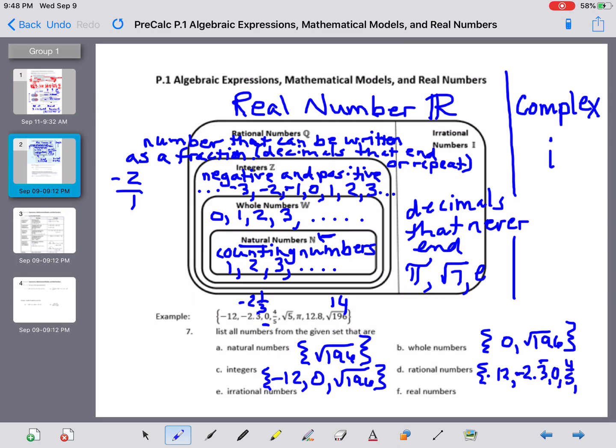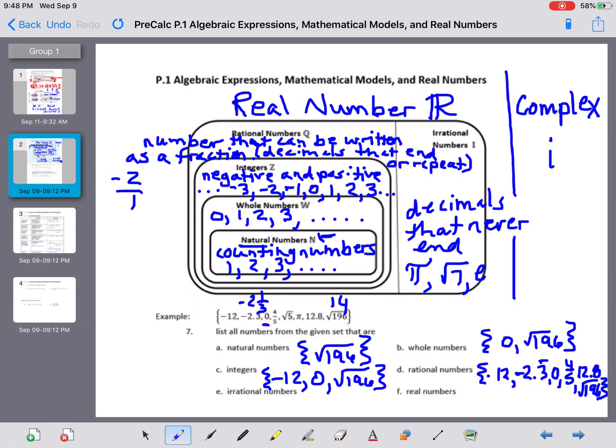Square root of 5, no, that won't work. Pi, no. 12.8 could be turned into a fraction. The 8 is like, what, 4/5 if we wanted to do that. So yep, 12.8 will work. And then, of course, the square root of 196 again will work. So we get a much longer list once we go to rational numbers.